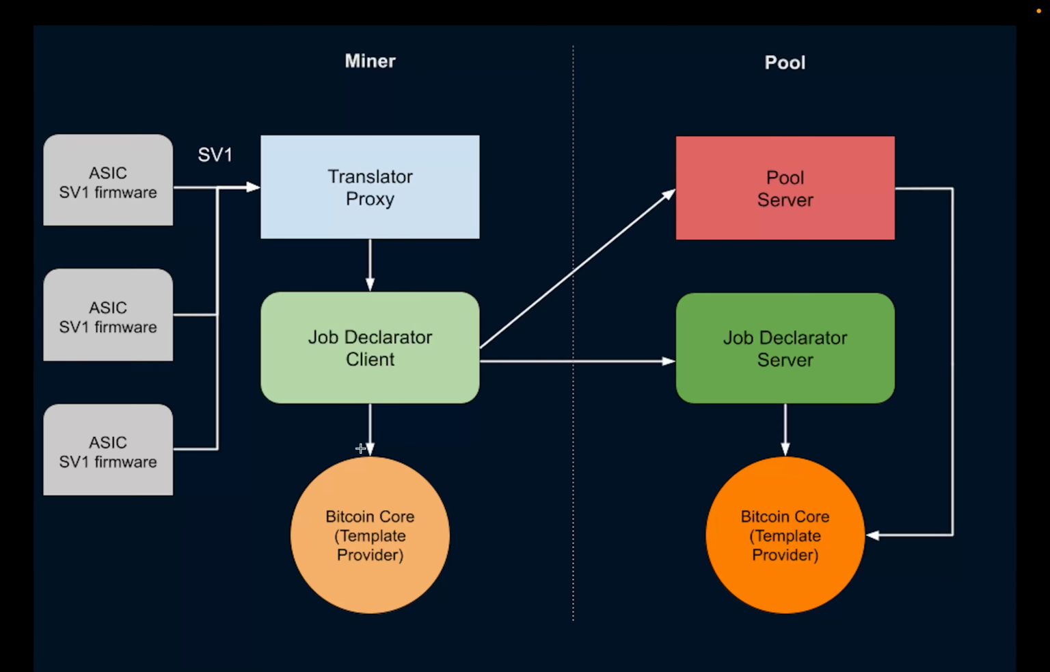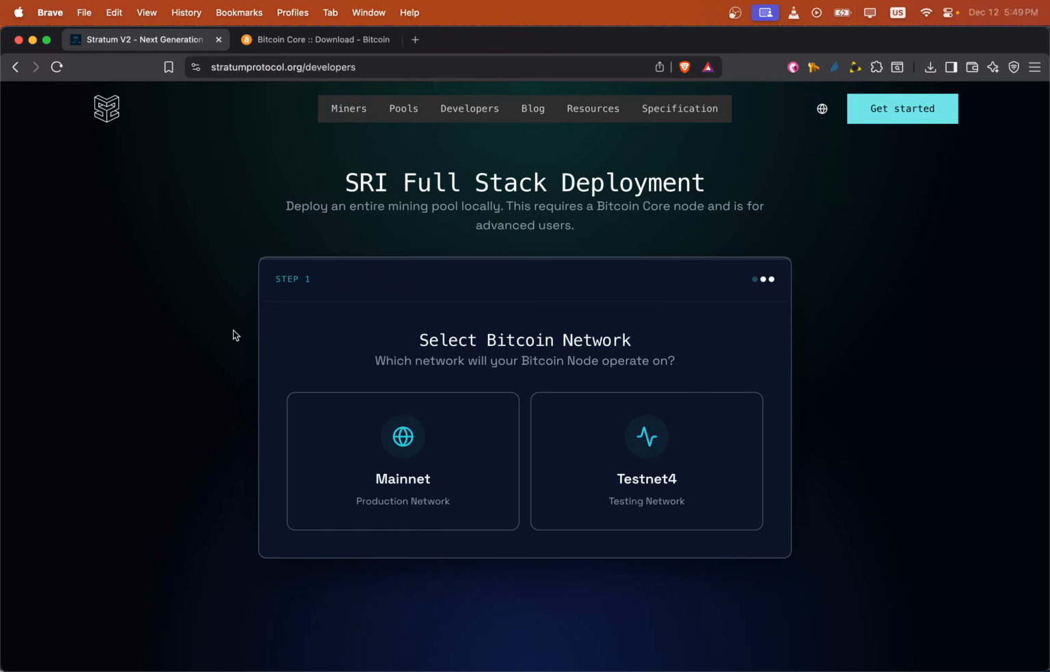And another detail is also that for simplification purposes, we're only going to deploy one Bitcoin Core node. And all the applications are going to be pointing to the same Bitcoin node. But please keep in mind that this is just to simplify our development workflow, while in real deployments, the miner would be running their own Bitcoin node.